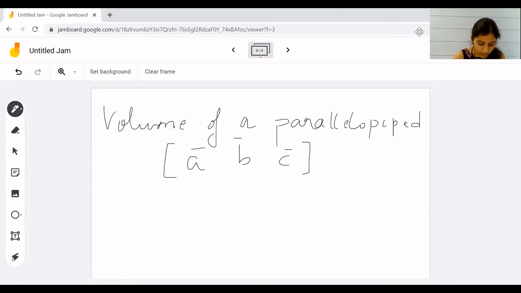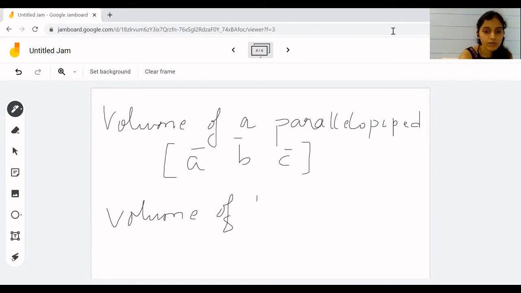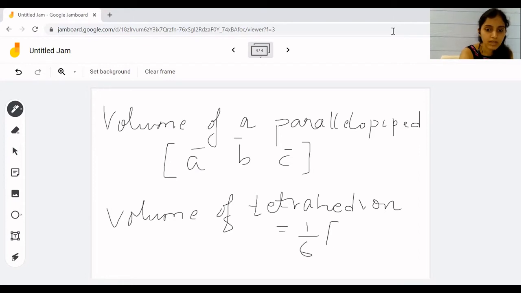Then volume of a tetrahedron. Volume of a tetrahedron with coterminous edges A bar, B bar, C bar is. Here also we have to directly only do the formula. So volume of tetrahedron is equal to 1 upon 6 of the box product of A bar, B bar, and C bar. Okay, this was about the scalar triple product.